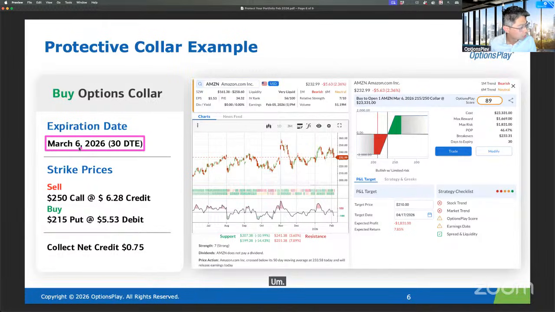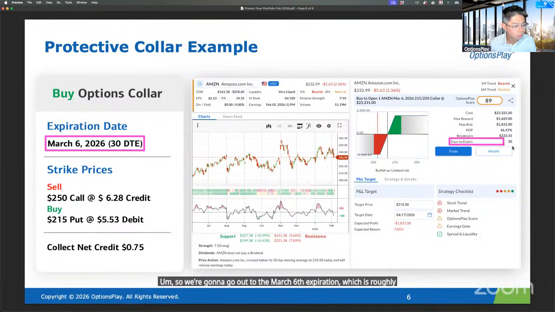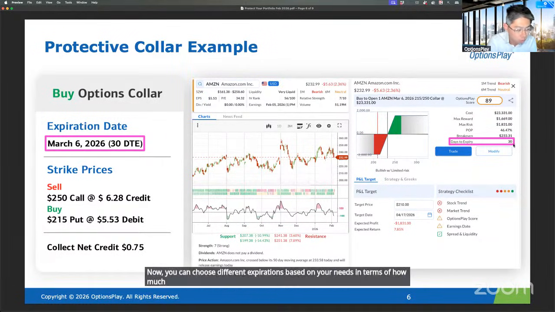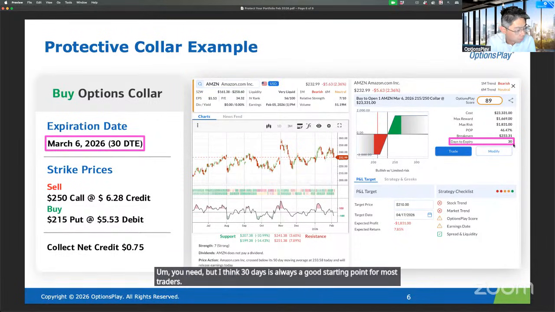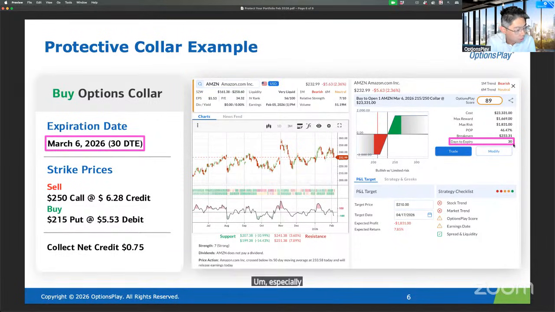So we're going to go out to the March 6th expiration, which is roughly 30 days from expiration. Now, you can choose different expirations based on your needs in terms of how much protection you need, but I think 30 days is always a good starting point for most traders, especially if you have a catalyst coming up.